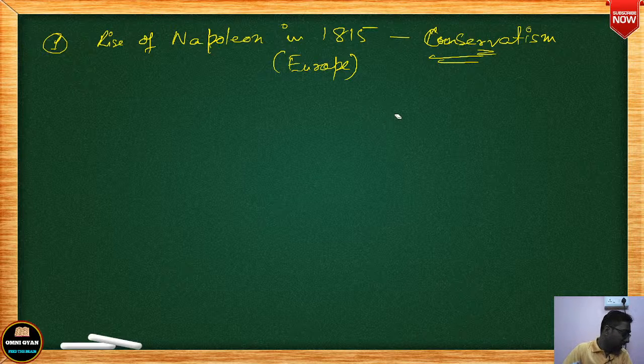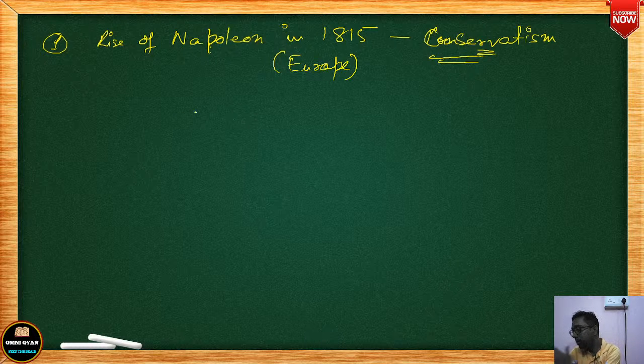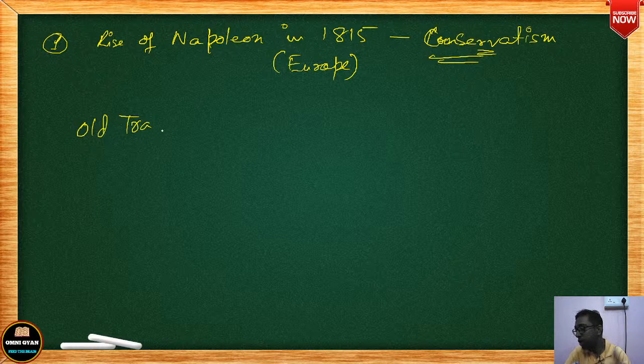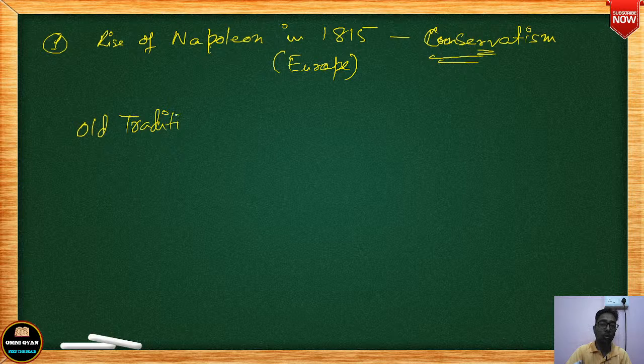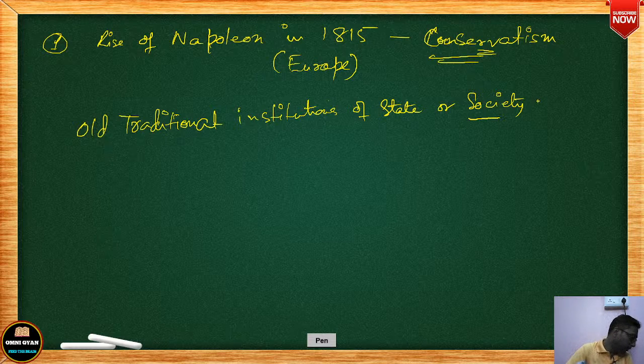Then you see, there was a desire to go back to the established tradition, institutions of the state and society. So what happened was that time was going by, and the desire arose that we should go back to the old tradition. This desire to go back to the old tradition, the traditional institutions of the state or society.